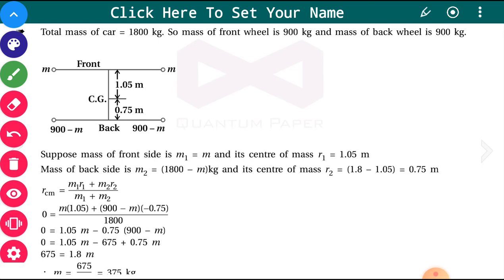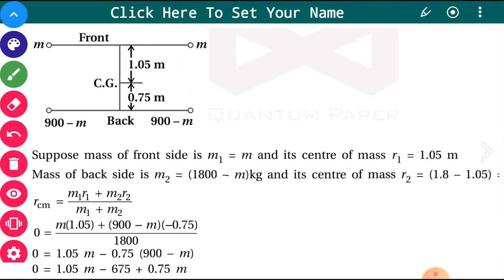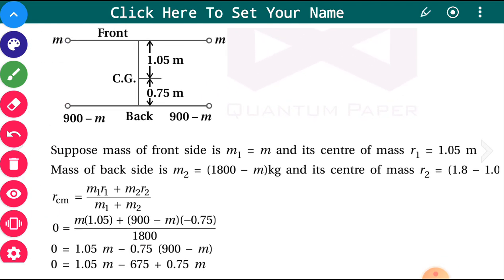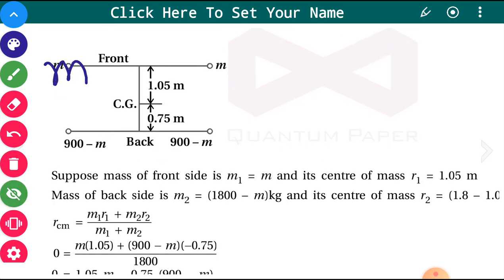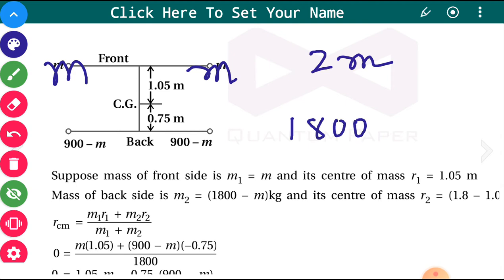Now we consider here, this can be understood easily. These are the masses. So total mass is M, and that of the front side, they say 2M is the mass in the front, then the back will have the mass 1800 minus 2M, that will be the mass of the backward side, this is of the forward side.